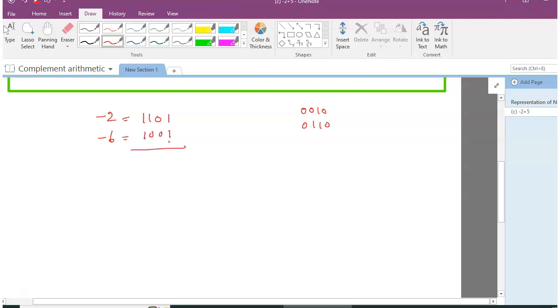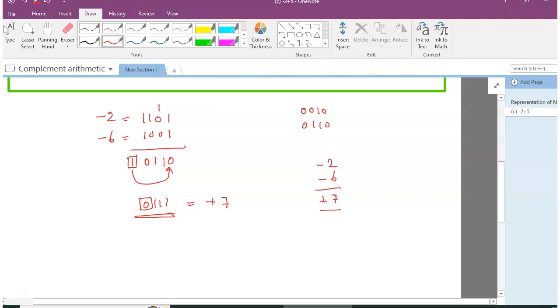Now add. 1 plus 1 is 10, 1 is going here. 1 plus 0 is 1, 1 is coming here. 1, 1 plus 1 is 10, this one is called the carry, right? This carry is going to be added with this one, so we are getting the result 0111. This is our result. And see our MSB. MSB is 0, meaning it is a positive number. And if we calculate, the value is 7. So our answer is minus 2, minus 6 is plus 7.